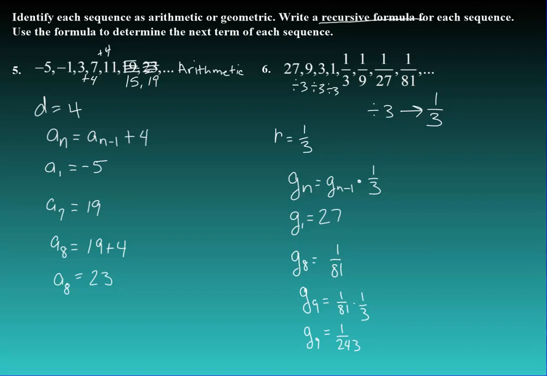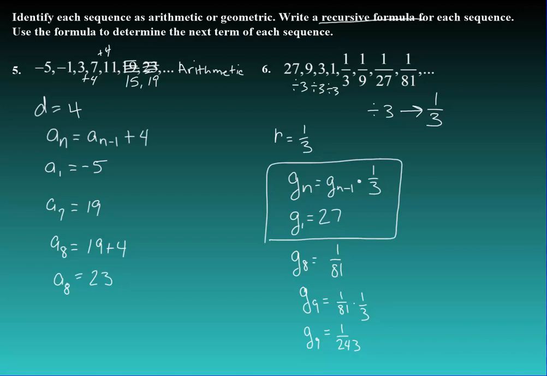So hopefully you notice that we're dividing by 3 each time. And when you divide by 3, that's the same as multiplying by 1/3. So r is equal to 1/3. So then we write g sub n is equal to g sub n minus 1 times 1/3. And we list our first term as g sub 1 is equal to 27. And that's our recursive formula.